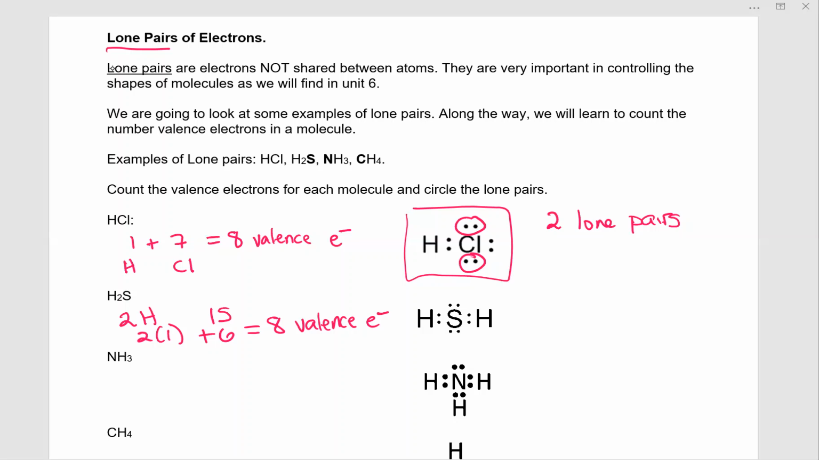And there is our dot structure for H2S. Oh, you know what? I didn't do this one right. Circle that, and this should be a 3. I can't count. That's 3 lone pairs. Sorry about that. 3 lone pairs for the HCl. All right, so for H2S, we have 2 lone pairs.